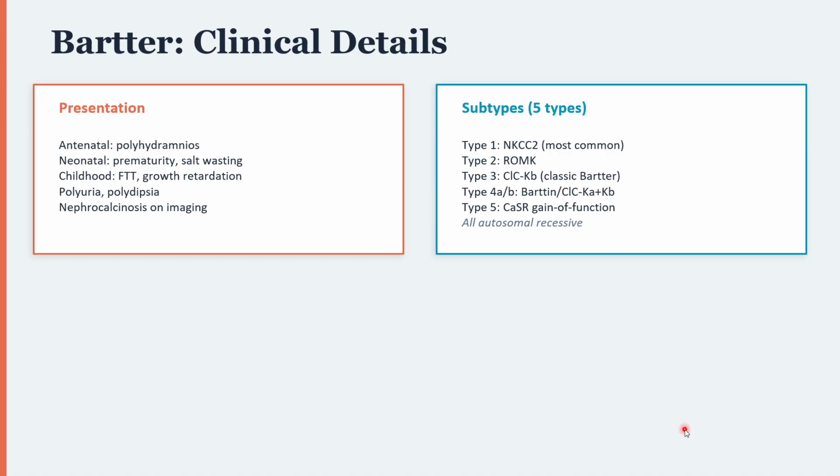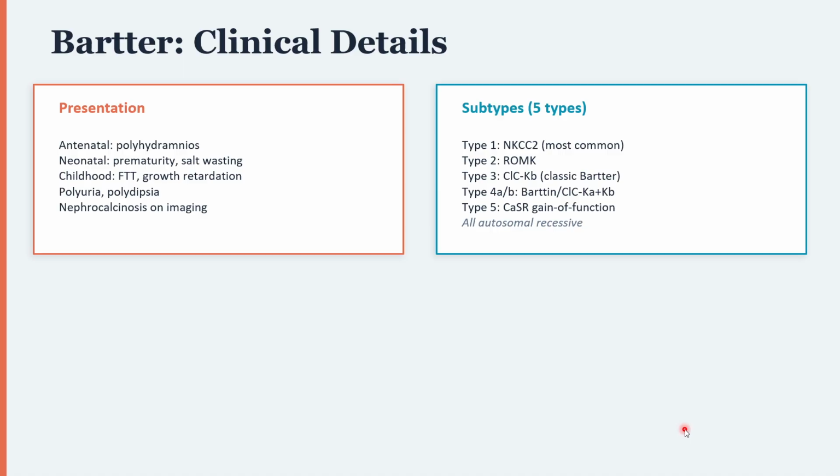There are actually 5 subtypes. All are autosomal recessive. Type 1 is NKCC2, the most classic form, the one we've been discussing so far. Type 2 involves ROMK channel, the potassium recycling channel. Type 3 is chloride channel CLCKB. This is sometimes called classic Bartter because it tends to present a bit later in childhood rather than neonatally. Types 4 and 5 are rarer.